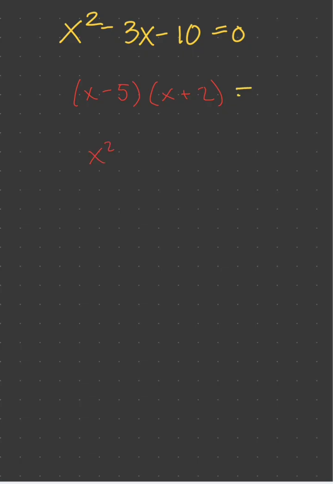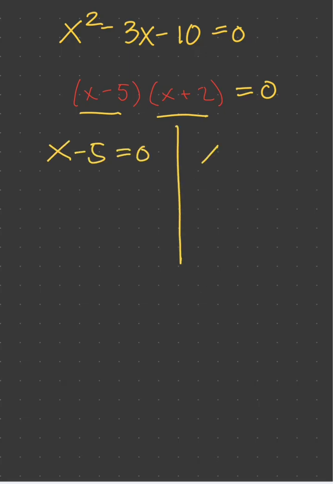Then this should be equal to 0. Then you equate each one. Oh, you don't expand. This is what you're going to do using zero property. So these are the factors. You equate each factor to 0. Like that. X plus 2 equals 0. Then solve for x. Now solve for x from there.